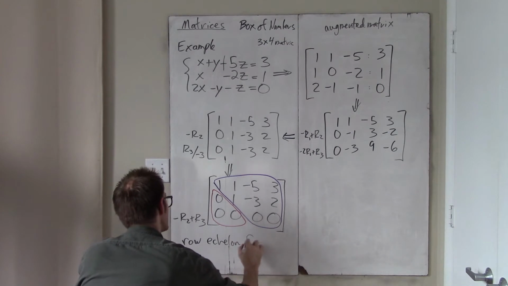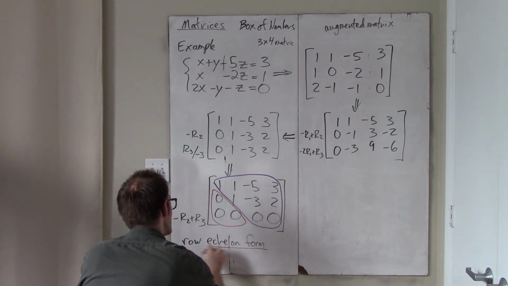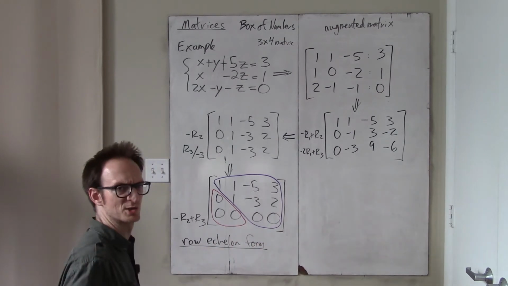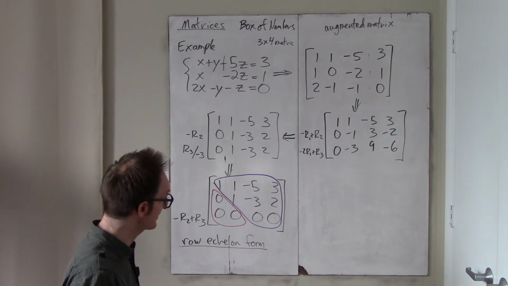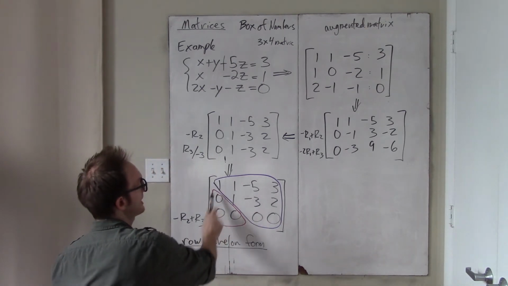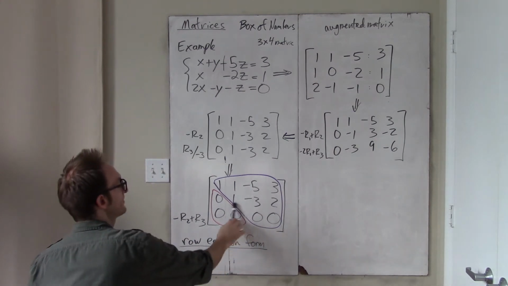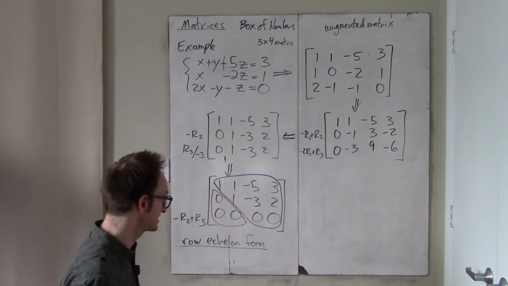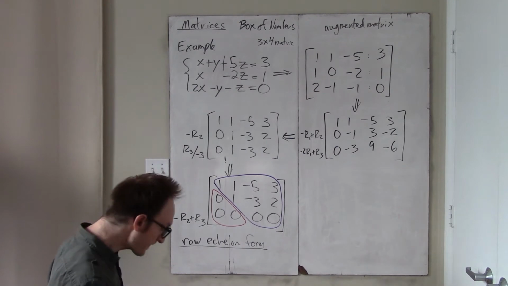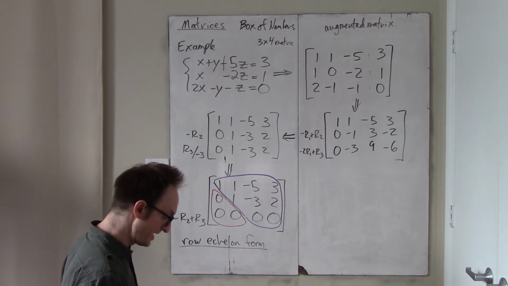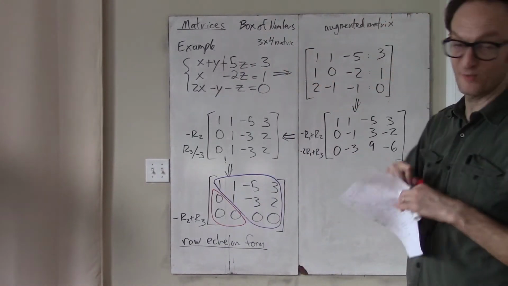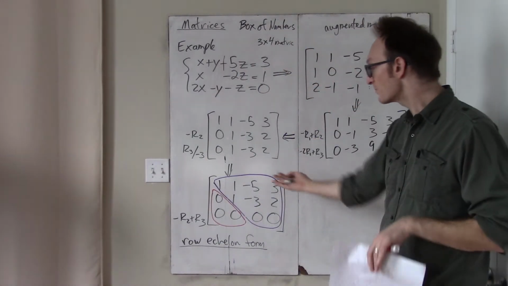This is not really so important that you know this phrase. Echelon is like the German word for staircase, I think. So the idea is that it sort of looks like a staircase, right? Or maybe go up this way. So it's in staircase form. Are we done? Yeah, we're done. We still have to finish the problem, but we're done with the matrices.